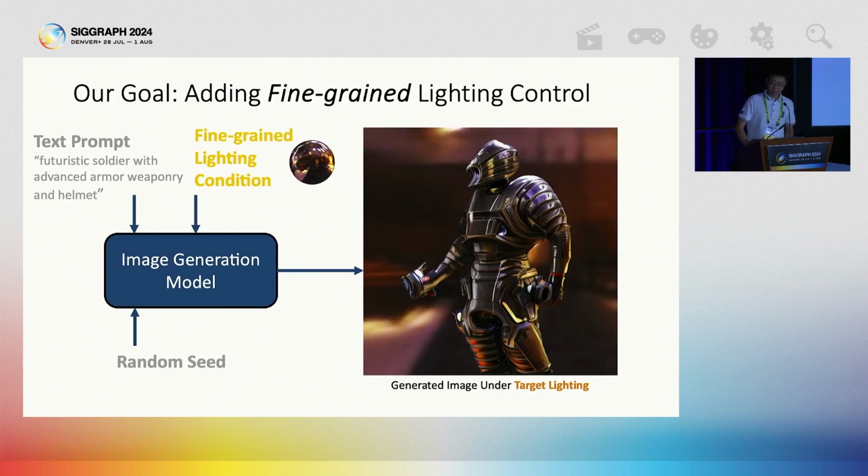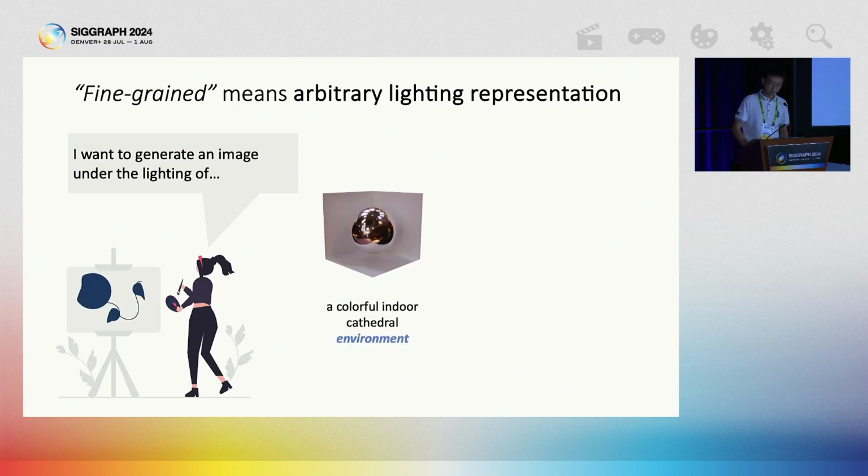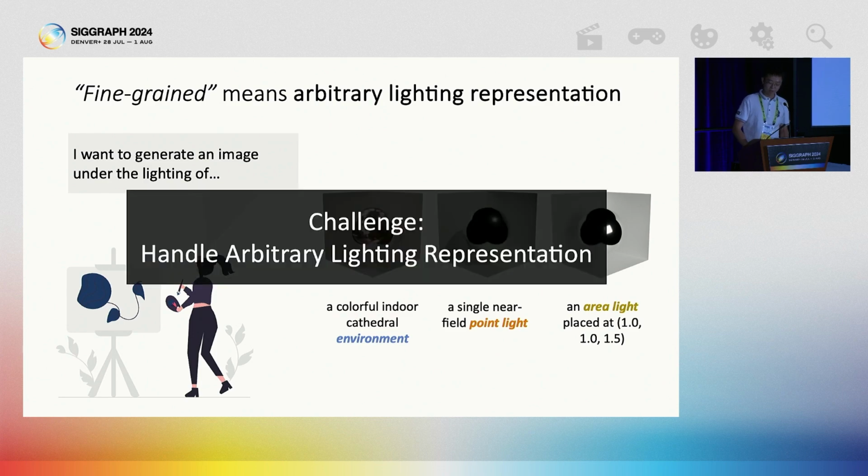Our goal is to add fine-grained light control to the diffusion model so that we can generate images that not only follow the text prompt, but that also adhere to the provided lighting condition. Imagine an artist who wants to control the lighting of their generated images. They might want to choose from a variety of lighting conditions, ranging from environmental lighting to point lighting and to area lighting. Beyond fine-grained light control, we also desire to support these different lighting representations, although each of them can have different parameters.